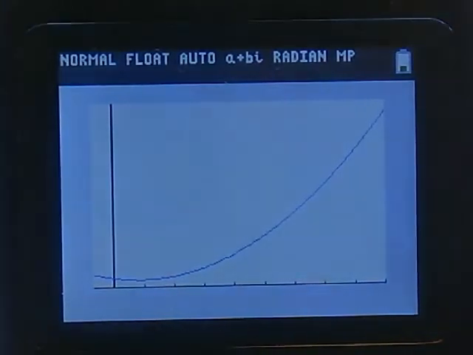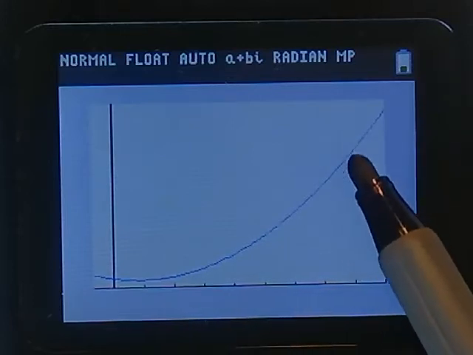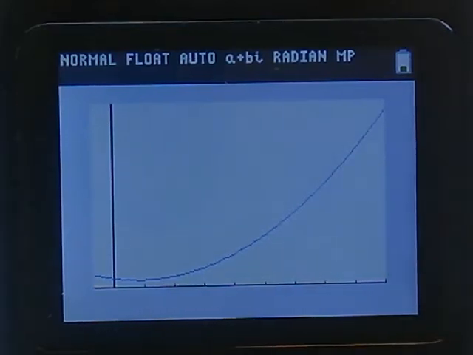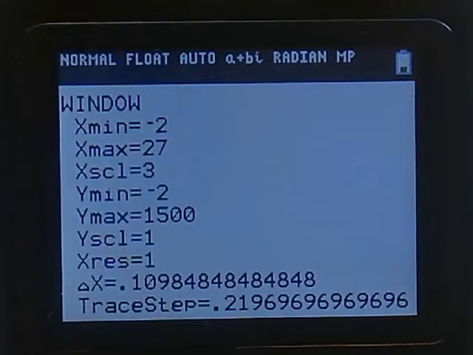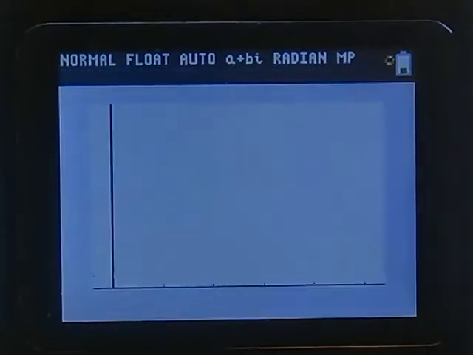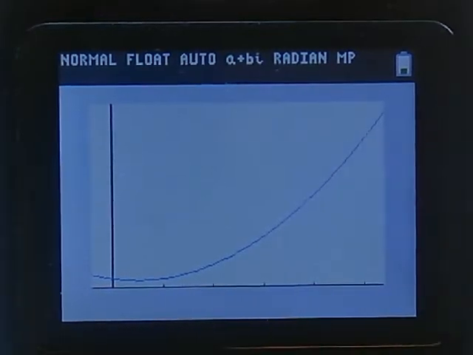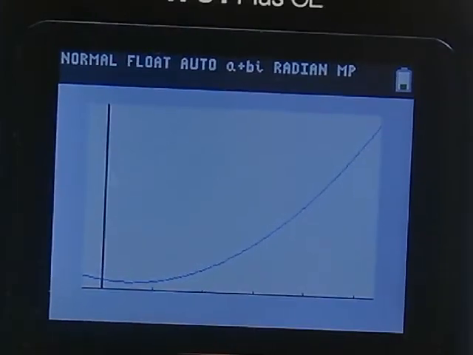Now, if you look at your graph there, each of these marks means 3. So 3, 6, 9, 12, 15, 18, 21, 24. 25's got to be right about here. If I wanted to make that easier to count, I could just change my x scale to 5, and I think I'll do that. That way it'll go by 5s. So now you can see 5, 10, 15, 20, 25 is going to be right here. All right, so that's what the parabola is going to look like.